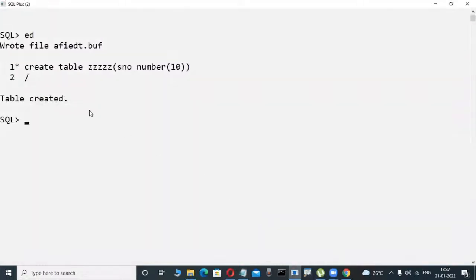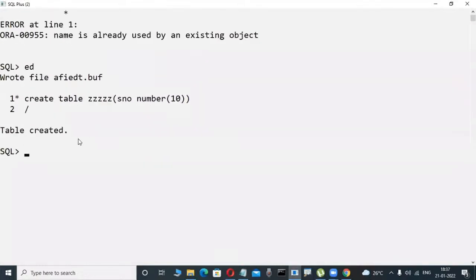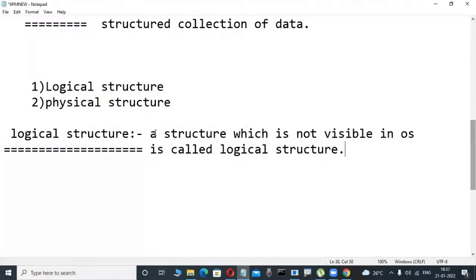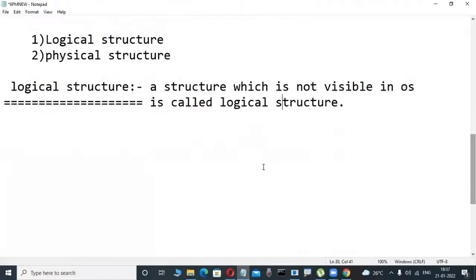But where is it visible? Yes, in a database. This is a database only, don't worry. In this database only, it is visible. So those tables are visible in the database. They are not visible in your C drive, D drive like that. That's why a structure which is not visible in the operating system is called a logical structure.